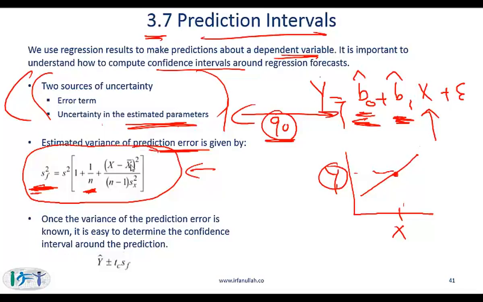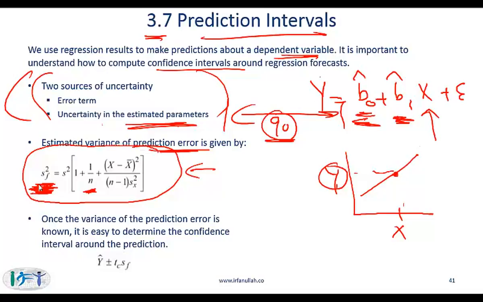If the formula is given to you and the various numbers are given, you can plug and come up with this. The more important thing is to understand this interpretation. Do you want a high number here or a low number? You obviously want a low number. If you have a low number, then your confidence is more.